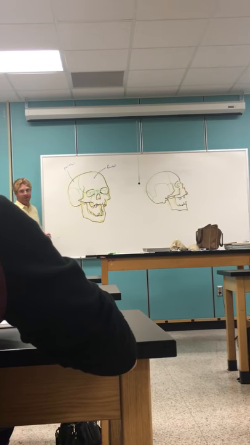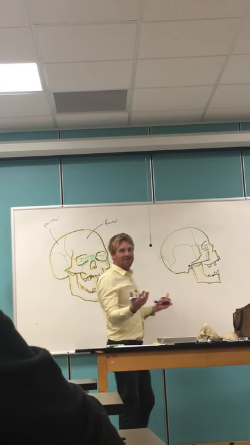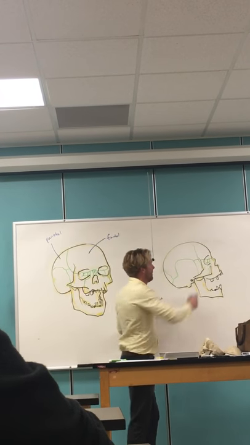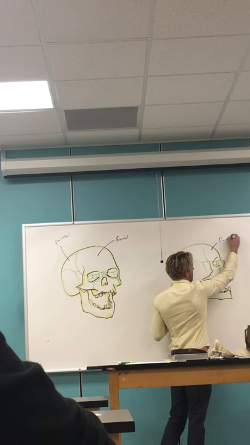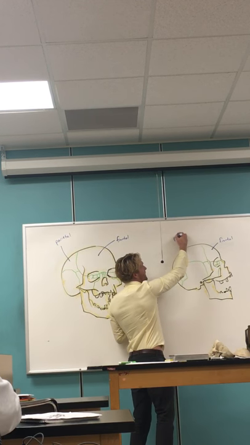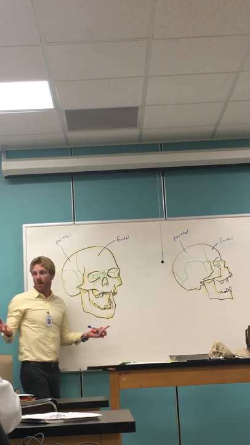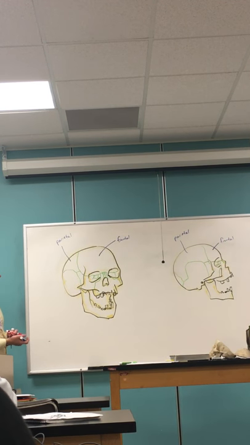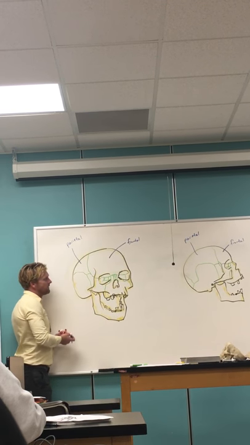So now that we know that frontal has to be beside parietal, if we go over to this lateral view, we can use that same type of rationale. That's got to be the frontal, which means that the one right beside it has to be the parietal. And you can really see how large that parietal bone is from that view, okay? Now, let's go down here.